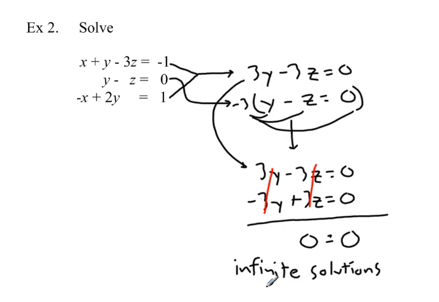Now, another word you might see with that is this is a dependent system of equations. Meaning, let's say you graph these three things. This first one, if you graph that, that's going to be a plane. This is going to be a line. This is going to be a line. These three intersect in an infinite number of points. So they might intersect along one of those lines. And all those points on that line are solutions of this system. So there's an infinite number of solutions.